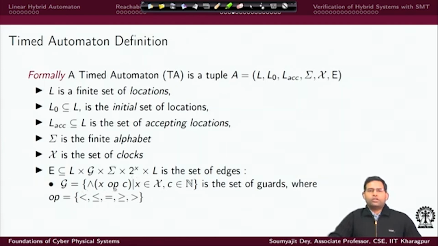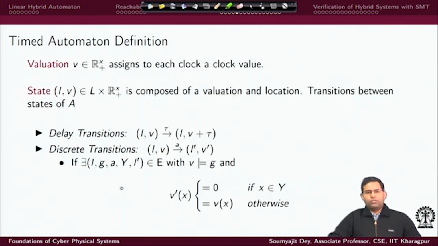And what are guard conditions? They are just linear relations, like we discussed earlier, constraints. Linear relations among clock variables, using clock variables and some constant values. So the clock variables and some constant values will be operated on by one of these linear arithmetic operators, and there can be multiple such constraints which can be in conjunction. So that is how we define a guard condition.